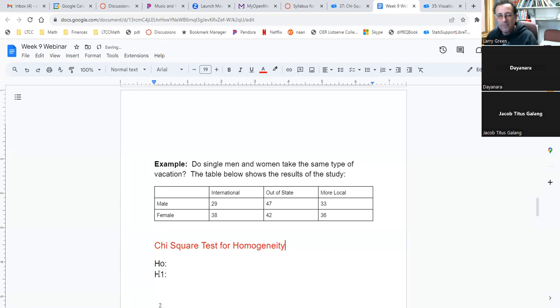Okay, once we know we need to use a test for homogeneity, now we need to write down H naught and H1. And here's what we write. The distributions of travel type are the same for men and women.